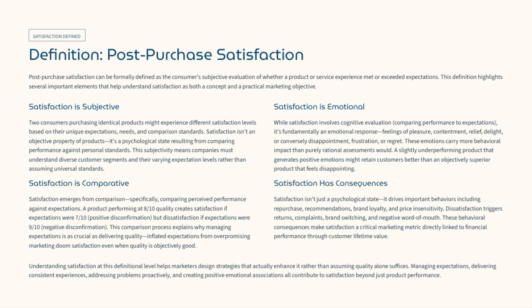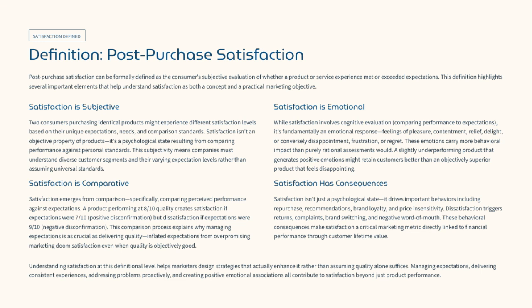It's also important to realize that satisfaction isn't the same for everyone. Two customers buying the same product might feel differently about it because their expectations, needs, and standards for comparison vary. Satisfaction is subjective. It's a psychological state that depends on individual standards and perceptions. This subjectivity means companies need to understand different customer segments and their unique expectations rather than assuming everyone has the same standards. Tailoring expectations, management, and experience delivery becomes key to achieving high satisfaction across diverse groups.